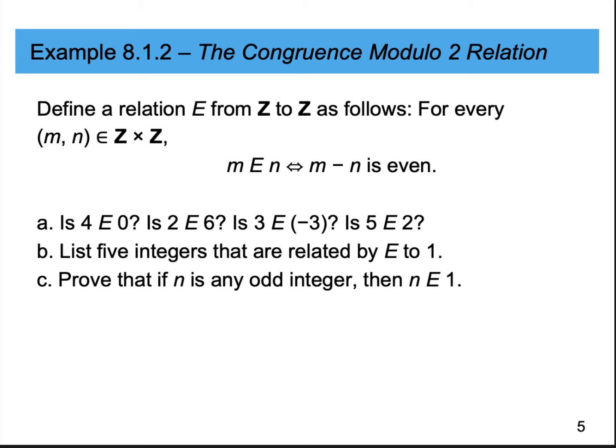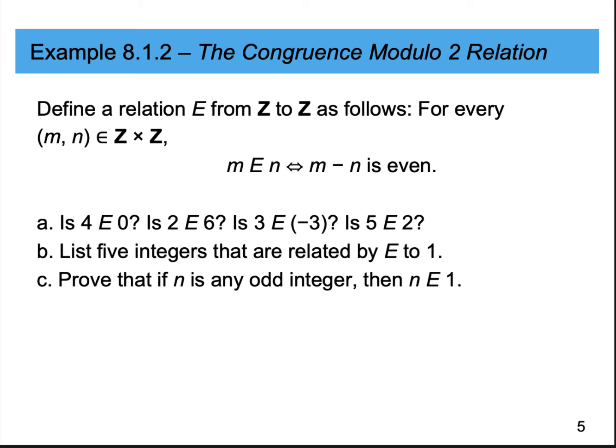M is related to N by E if, that's our condition, M minus N is even. So the ordered pair, M and N, they will be related when M minus N is even. Now I ask you, when is that going to happen? When is M minus N even?